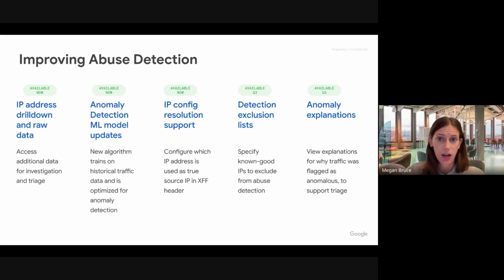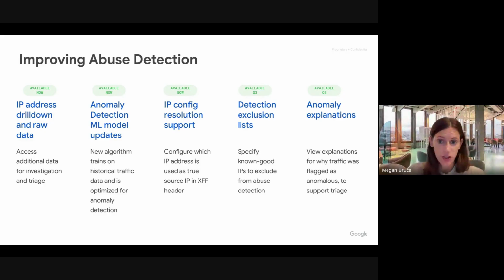So in terms of improvements that we are making to abuse detection, we've done a lot of things here, and I'm going to talk through each one of these in detail. So the first thing is that we're providing more information to make triage better and more effective. So that'll be the IP address drill down and raw data features, which I'll show you. Anomaly detection machine learning model. So we've made a lot of improvements here that I'm going to talk through as well.